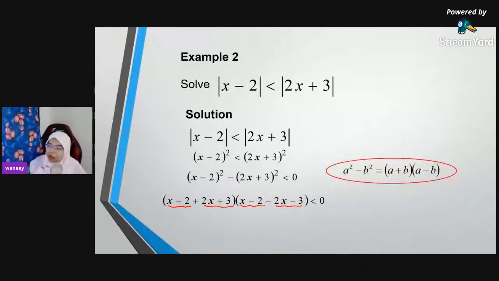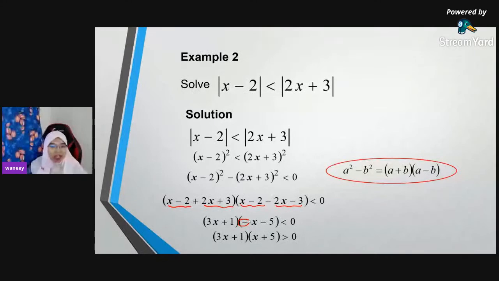So simplify them a little bit. We are going to get (3x + 1) multiplied with (-x - 5) less than 0. Normally I don't like having a negative as the coefficient of x, because otherwise I have to draw a sad graph. So in maths, I love to be happy. So let us multiply with negative 1.